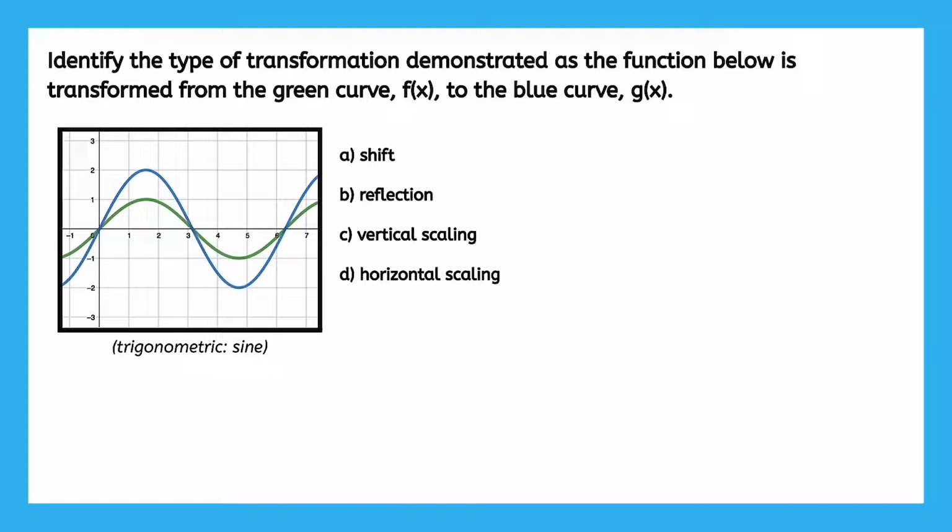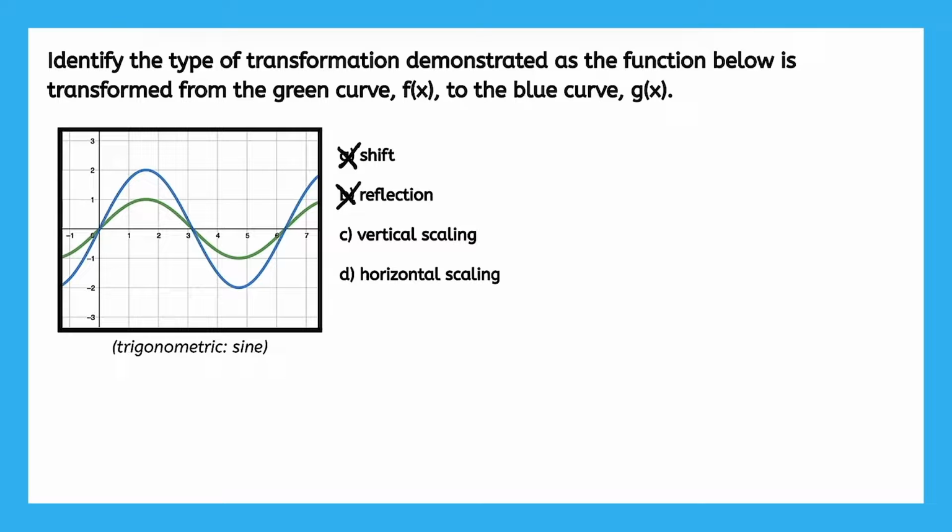So both graphs should be the same shape if we have a shift, but we can see that the blue curve is definitely taller than the green curve, so they're not the same shape. So we can eliminate A. And are we reflecting over the x-axis or the y-axis? Well, it's pretty easy to see that we're not, because, for example, this part of the green graph and this part of the blue graph are both in the first quadrant, so there's no reflection happening. So let's eliminate B.